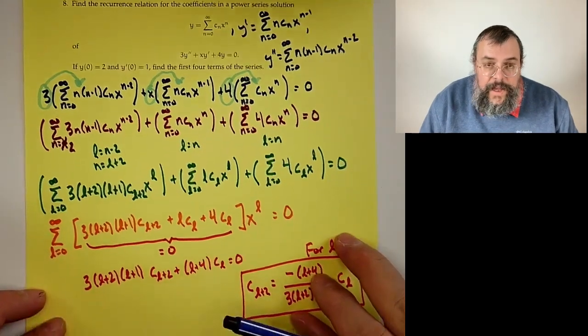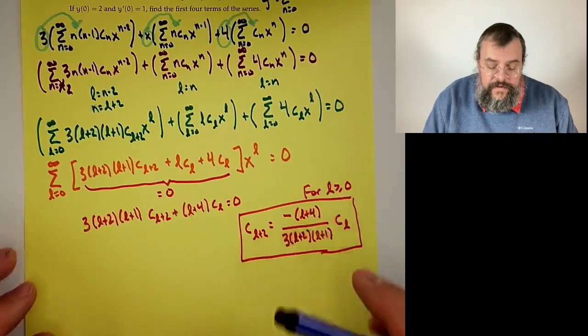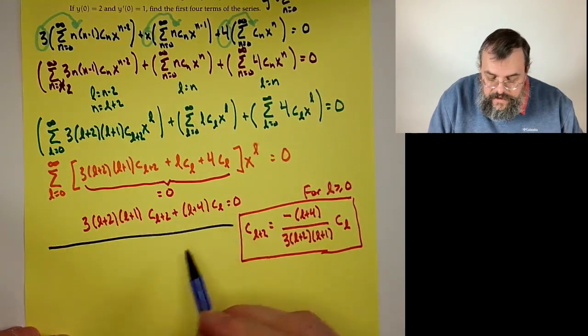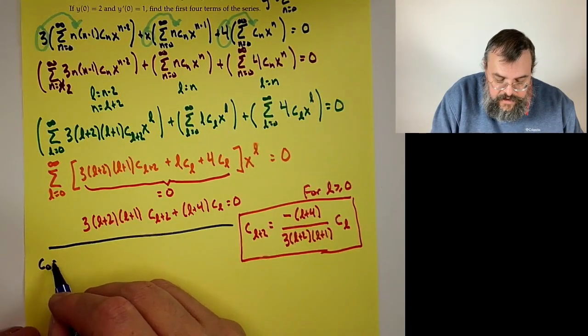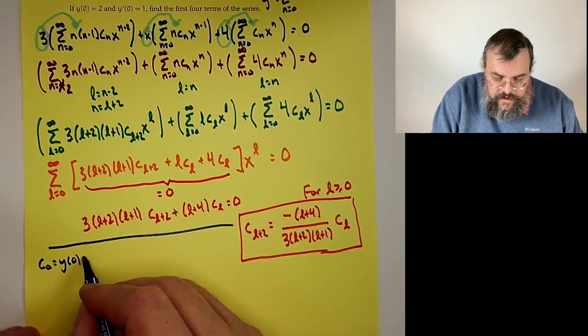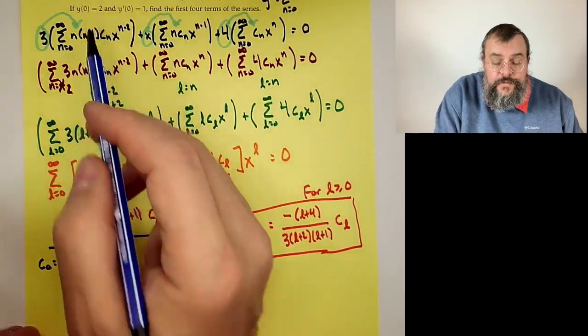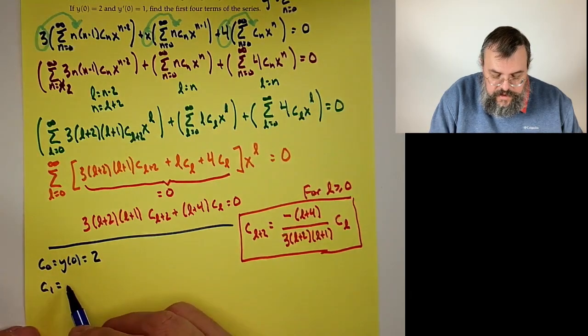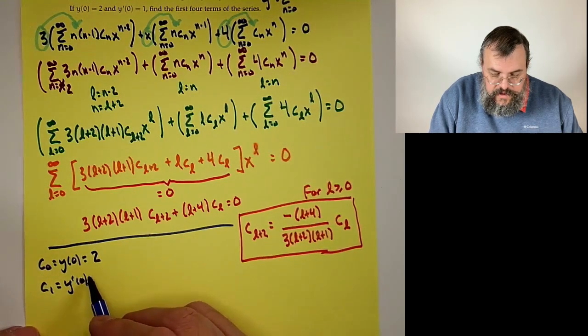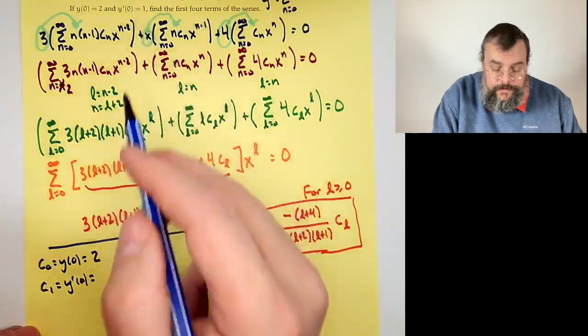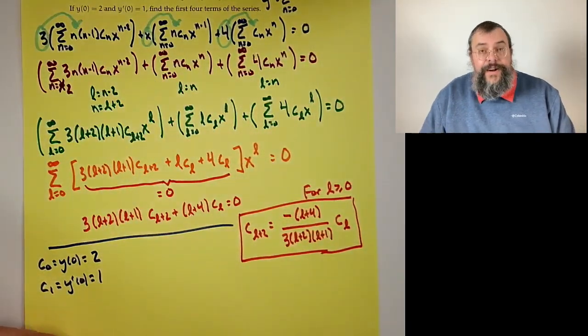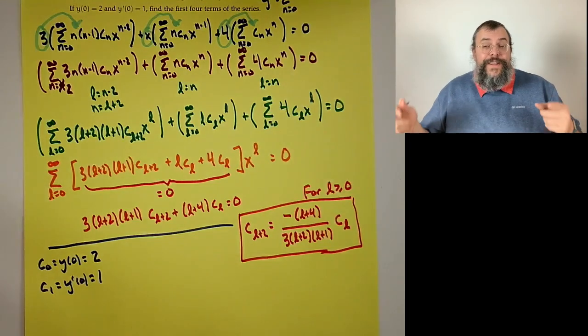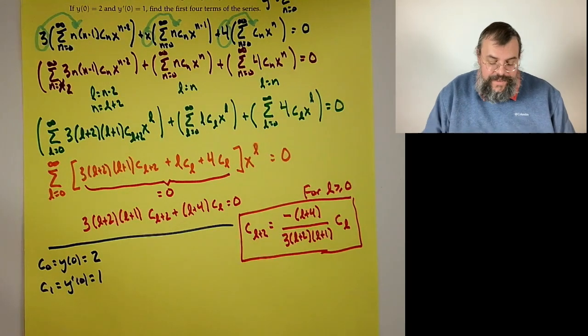So we say, aha, we can say the following. C0 is y of 0, so that's equal to 2. C1, well, that's y prime of 0, and so that equals 1. Now, how do we go from there? That's where our recurrence relationship kicks in.